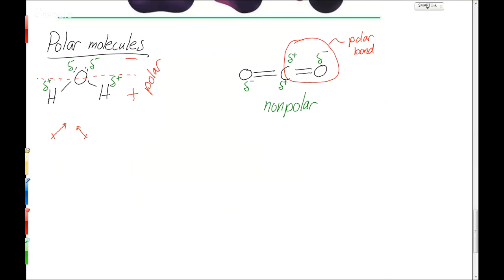Positive to negative. That's what that little positive on the tail means. So if you add them together, you've got this plus this. So your overall polarity is this.